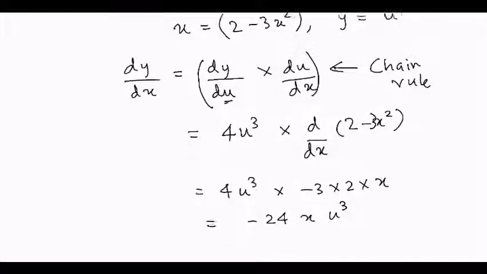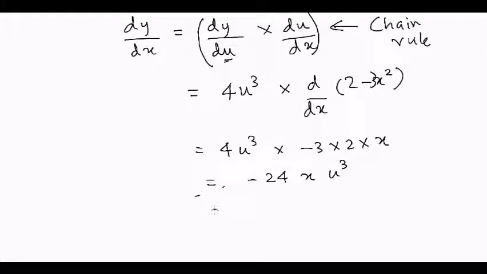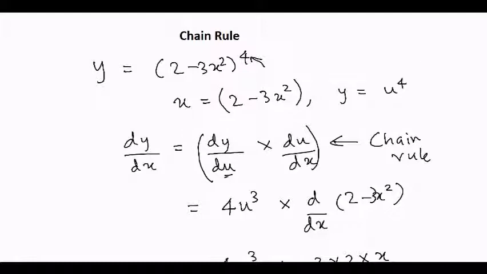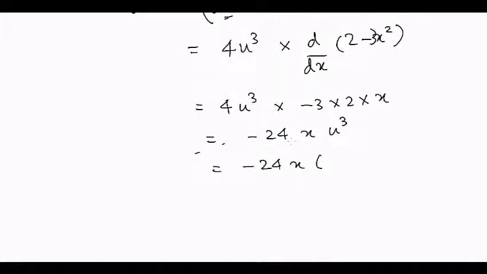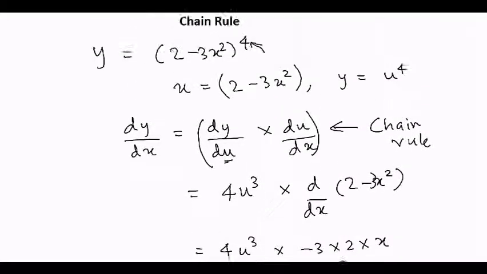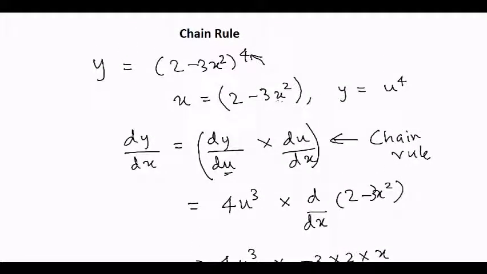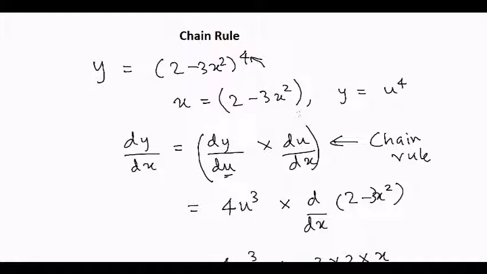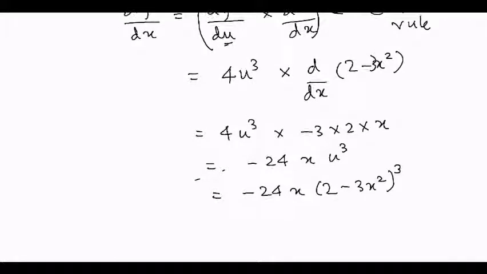Now you might leave the problem at this point, but this is not complete. You have to write down what u was. Minus 24x times, now you remember on the top you assumed u to be 2 minus 3x squared, so you put that in, (2 minus 3x squared) cubed, and this is the answer. You managed to differentiate something as complicated as (2 minus 3x squared) to the power of 4 by using this chain rule, and this is your final answer.